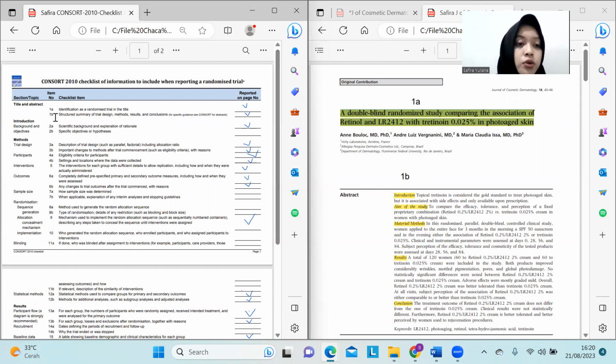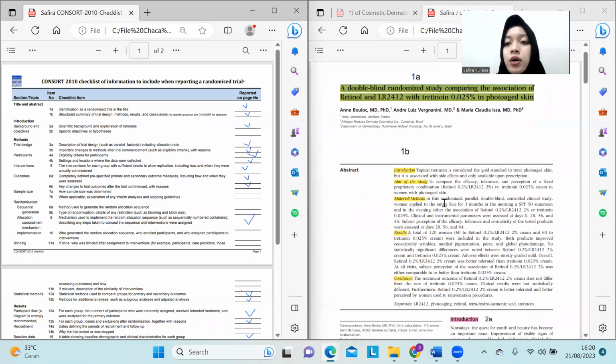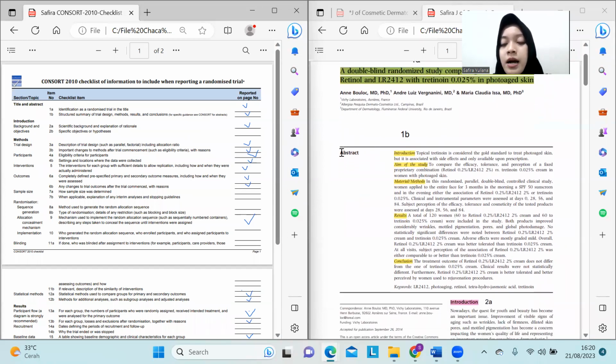And next, we move to 1B, which is a structured summary of trial design, methods, results, and conclusions. For specific guidance, see CONSORT for abstracts. And this is the answer to 1B. The abstract has an introduction, aim of the study, materials and methods, then the results, the conclusion, and the keywords. Next, we are going to move to the introduction.